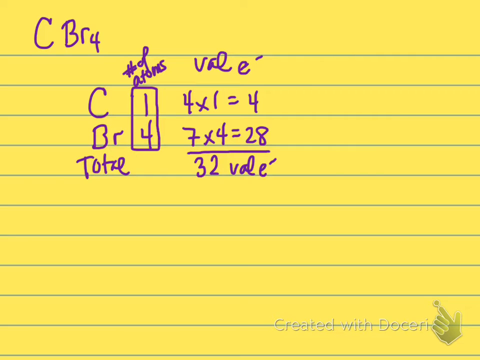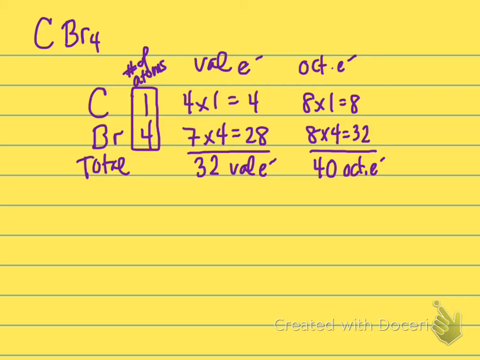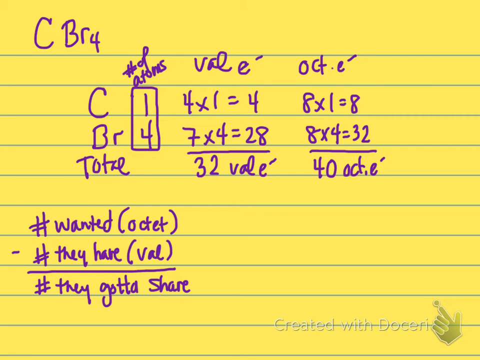Well, that's the octet electrons. And carbon would like to have 8, so would bromine. So 8 times 1 gives us 8, 8 times 4 gives us 32. We've got a total of 40 electrons wanted between all 5 atoms. Okay, so how many are they going to have to share? Well, if we take the number that they want and subtract from it the number that they have, that's octet minus valence, what that gives us is the number that they're going to have to share. For this compound, 40 minus 32 equals 8 shared electrons.